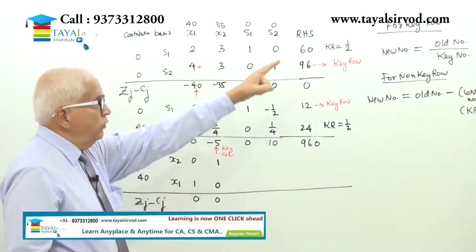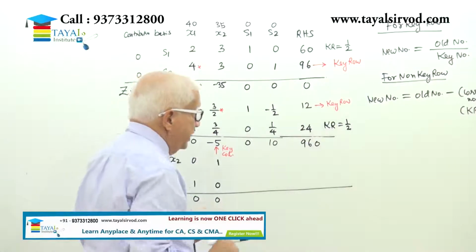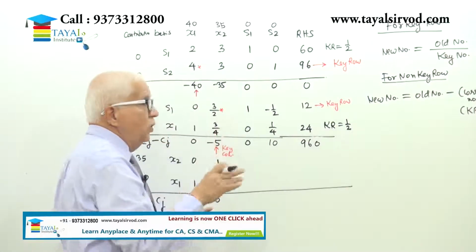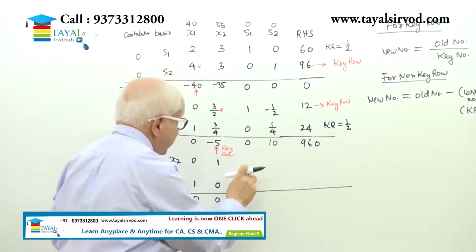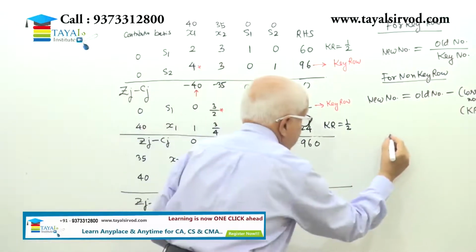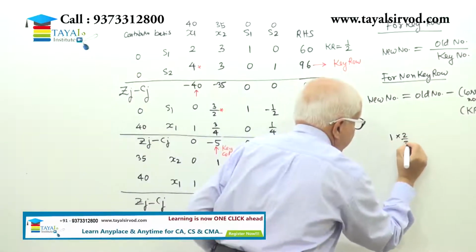So key row first, always we do the key row first. Now what are the numbers in the key row? I am going to divide by 3 by 2 or multiply by 2 by 3. So take the old number. Now this is the new number. Take the old number 1, divide it by 3 by 2 or multiply it by 2 by 3.